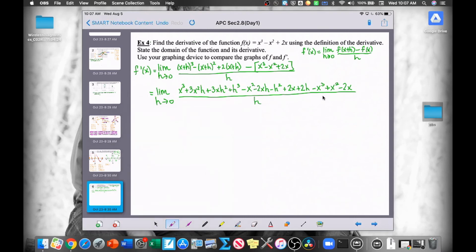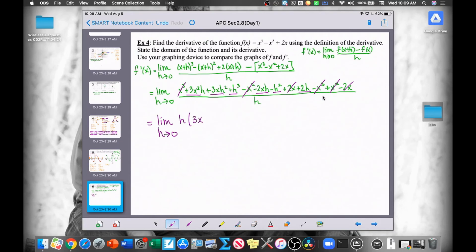So we've got a positive x cubed and a negative x cubed. We have a negative x squared and a positive x squared. We have a positive 2x and a negative 2x. And it looks like all of the remaining terms that we have in our numerator contain h. In my next step, I am going to factor out that h in each of those remaining terms.